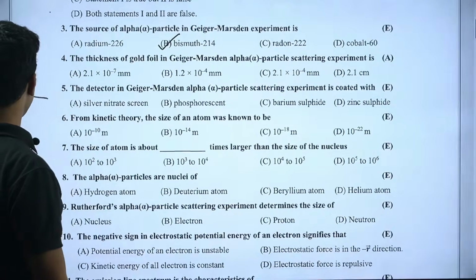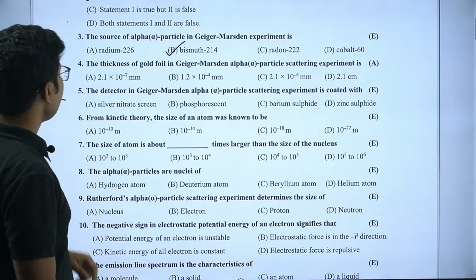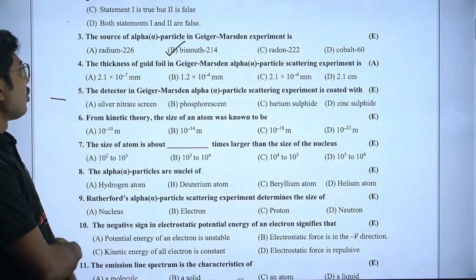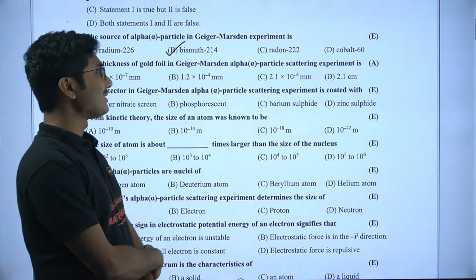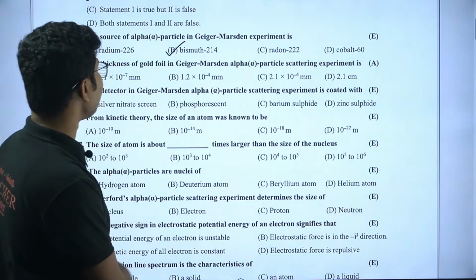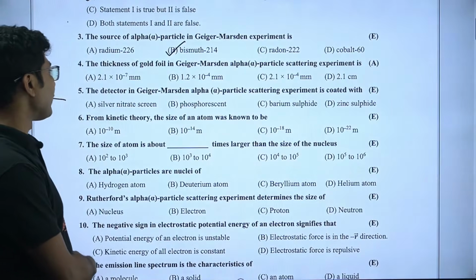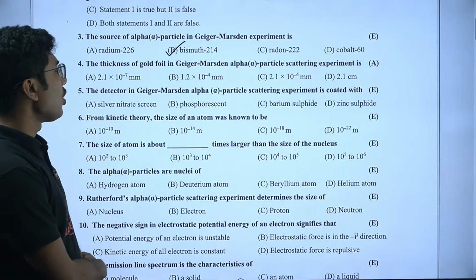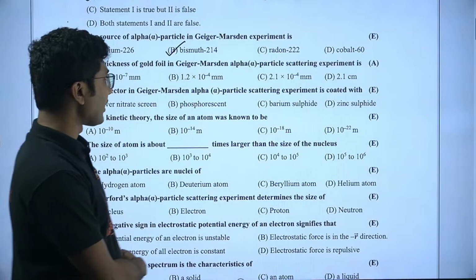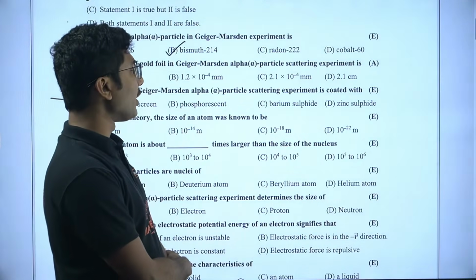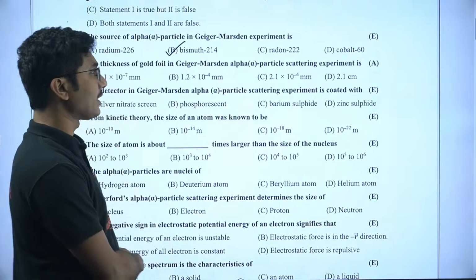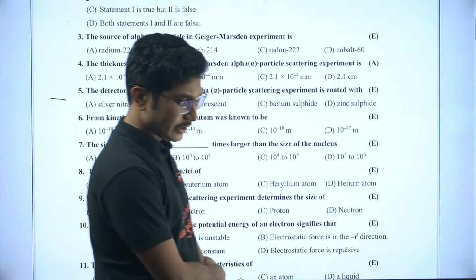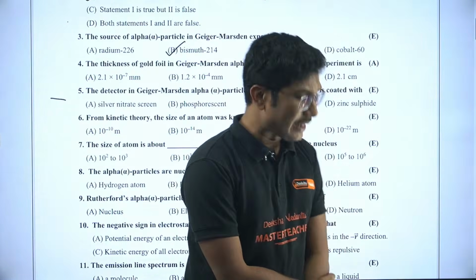Next question: the thickness of gold foil in the Geiger-Marsden alpha particle scattering experiment is 2.1 times 10 to the power of minus 7 millimeter, 1.2 times 10 to the power of minus 4 millimeter, 2.1 times 10 to the power of minus 4 millimeter, or 2.1 centimeter. 3B, yes, 3B is correct.